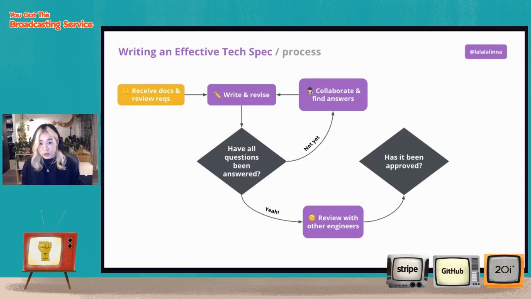So does it look good? Does it need a little bit more work? And it's okay if it does need more work and it doesn't get approved immediately. You just need to go back, answer more questions, revise things, and then potentially get it reviewed. Or sometimes you might get a conditional approval, or you might get a lot of valuable feedback. In that case, you want to revise your tech spec, just so that everyone is on the same page, and then you want to start building, which is always fun.